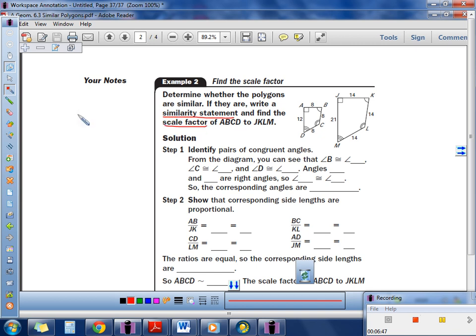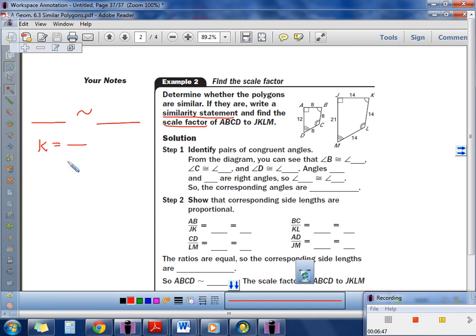Here's what a similarity statement looks like. It has that tilde in between. So something is similar to something. Scale factor is represented by the letter K, and it's generally a fraction. These are things that I definitely need to do, but I have to prove a lot to be able to say this. So here's where the proving comes into play.